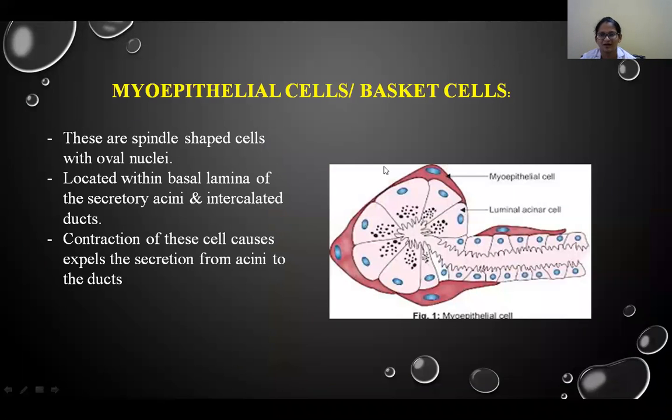Next, coming to the myoepithelial cells. Myoepithelial cells are also called basket cells. They resemble a basket shape. See, these are the myoepithelial cells. The shape of the myoepithelial cells is spindle, also called fusiform, in shape. See here, the nucleus is oval in shape.